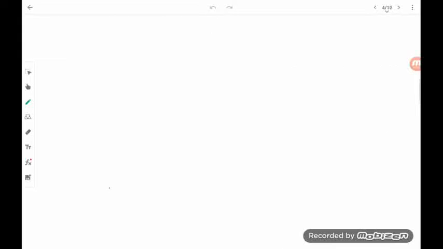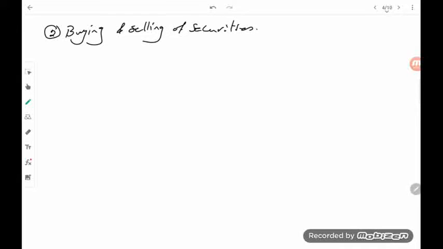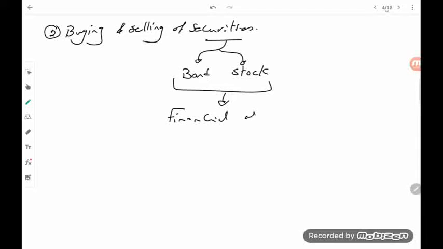Number two, buying and selling of securities. Securities means bond and stock. Bond and stock are financial assets. They are not a physical one. So this means that there is no actual production for a product. Okay, in case of financial assets, we are not going to produce a physical asset or a product. So selling and buying of securities will not be included in GDP.